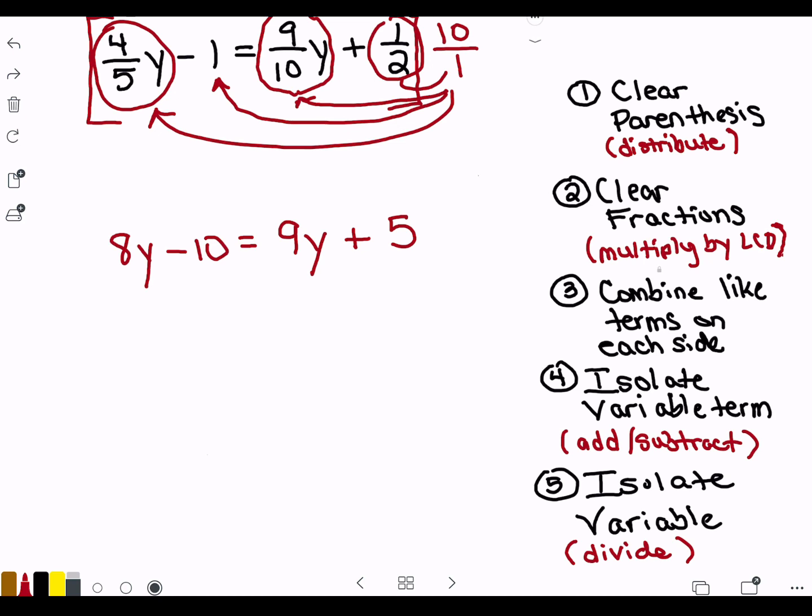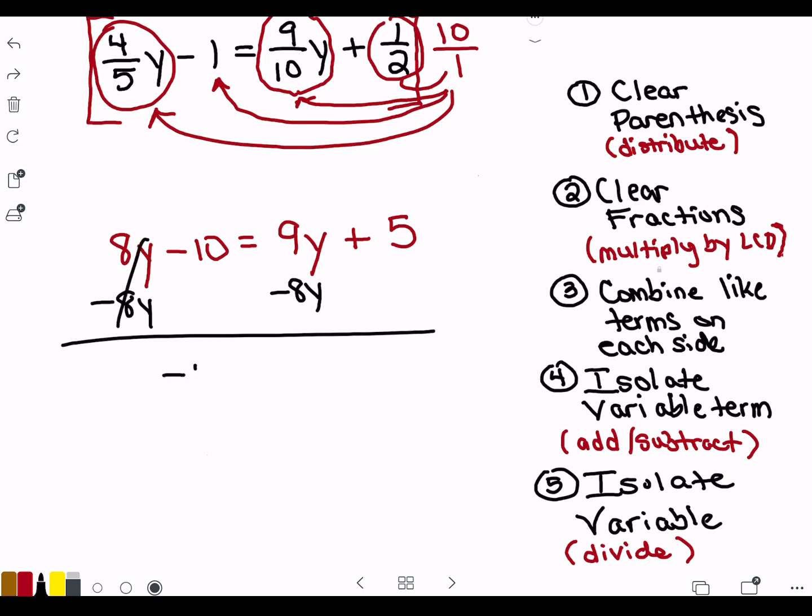Now I need to combine like terms on each side. Already have that. They're already combined on each side. So the terms are combined on each side. Now I need to isolate my variable term. I have 2 variable terms, the 8y and 9y. I need to get them together.